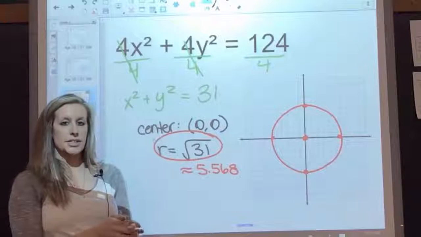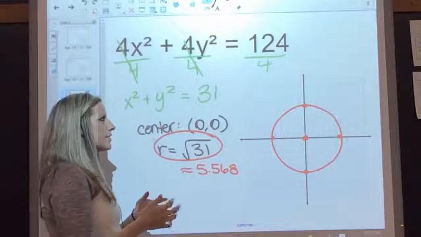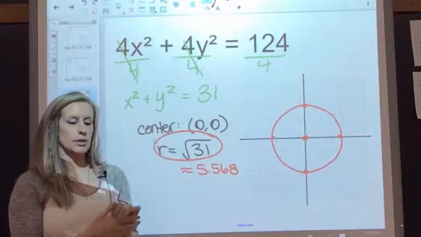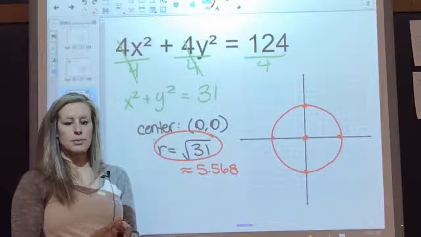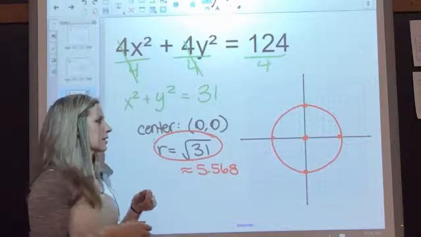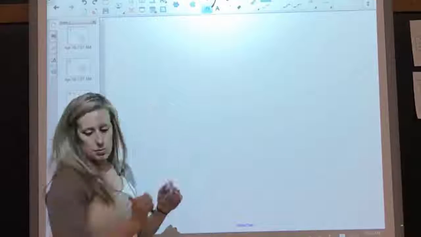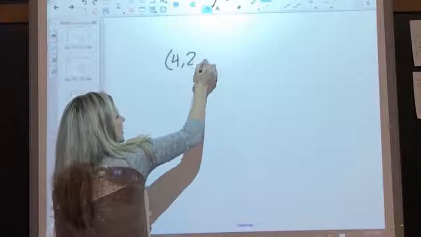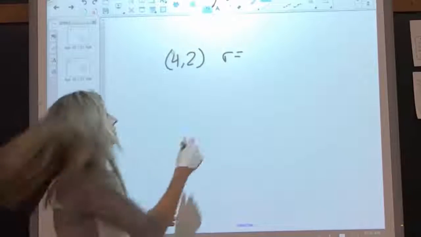Alright, so that's how you're going to graph your circles. Find your center, find your radius, and then graph it. To write the equation in standard form is what we're going to do on the next two problems. So we're going to go backwards. They gave us the center. So on number 4, our center is 4, 2. And our radius is 6.